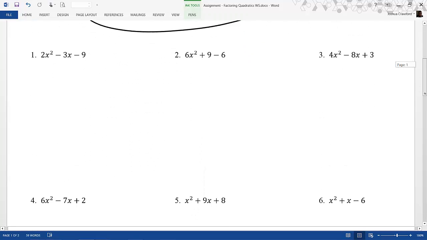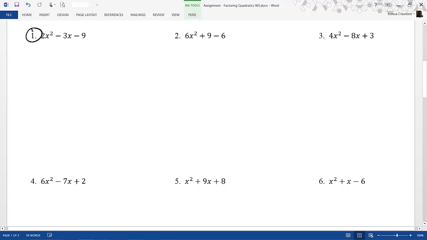Let's do number one. Number 3, number 5. Okay, so number 1, the first step is to label our A, B, and C. So we have 2x squared minus 3x minus 9. So A will be 2, B will be negative 3, and C will be negative 9. After you label, you're going to have your x. On top will be B, which is negative 3. On bottom is A times C, which is negative 18. And we divide by A, which is 2.